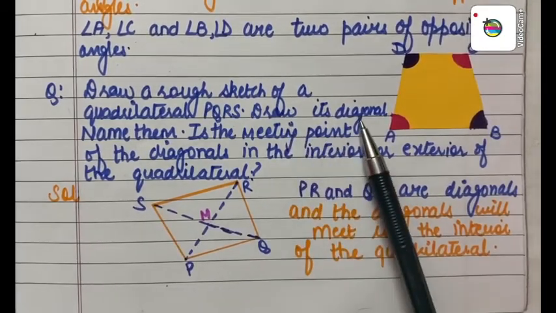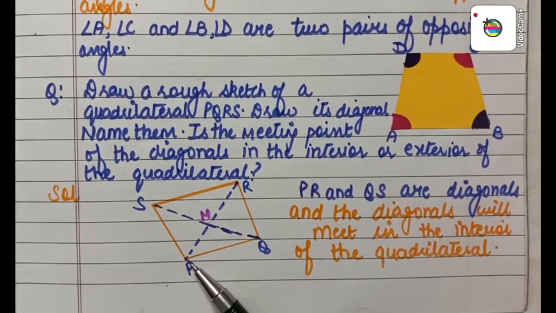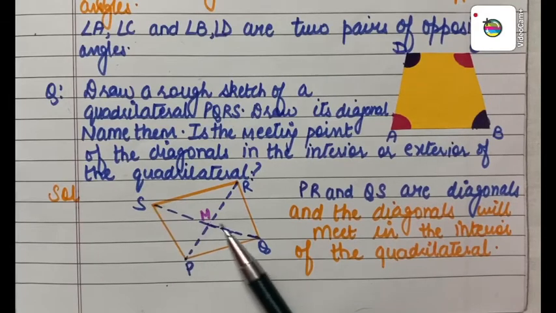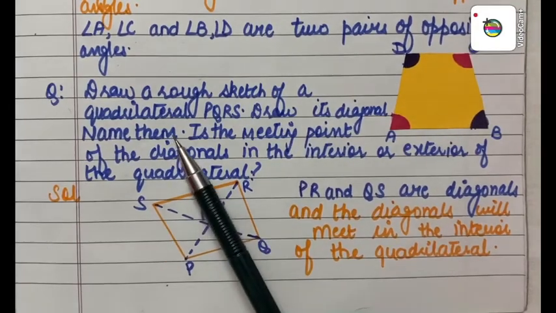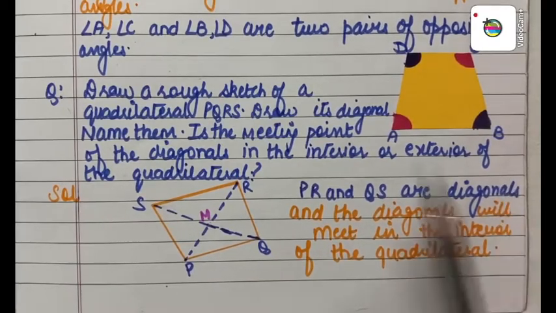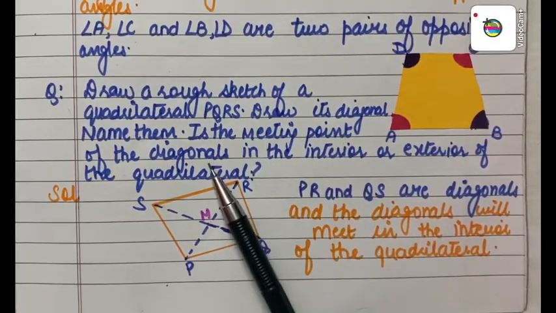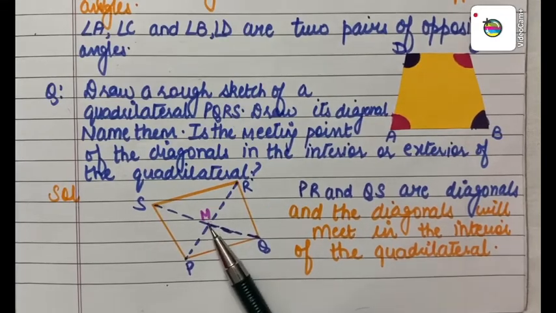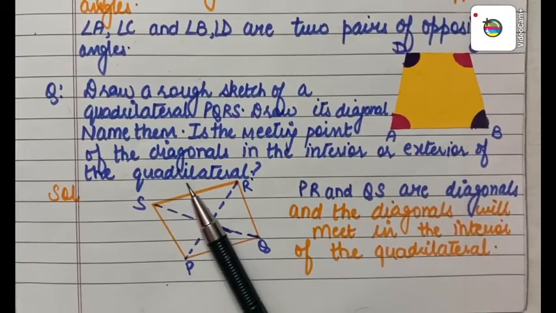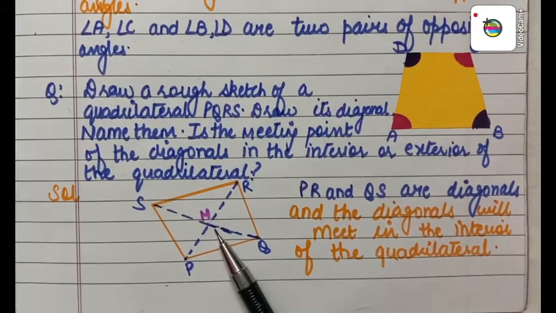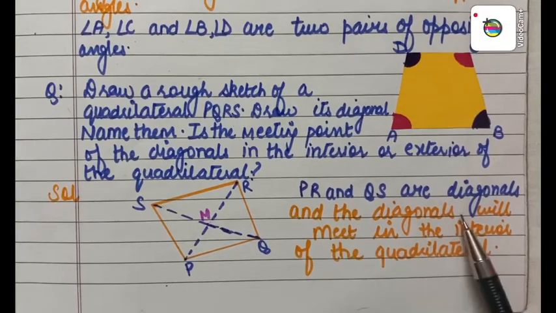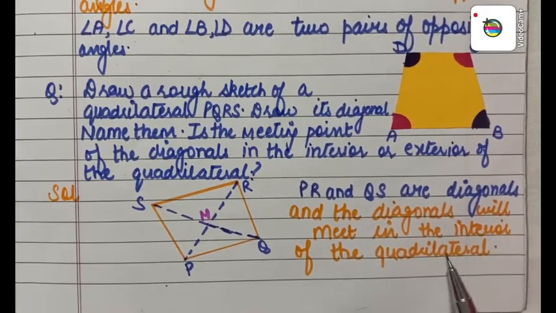Then you have to draw its diagonals. Diagonal means you have to join the opposite vertices. So I have joined the vertex R with P and the vertex S with Q. So name them. It means PR and QS are the diagonals. Now, is the meeting point of the diagonals? So, both the diagonals are meeting at point M. So, they are asking whether it is lying in the interior or the exterior of the quadrilateral. So, children, as you are seeing, it lies in the interior. So, we can write the diagonals will meet in the interior of the quadrilateral.